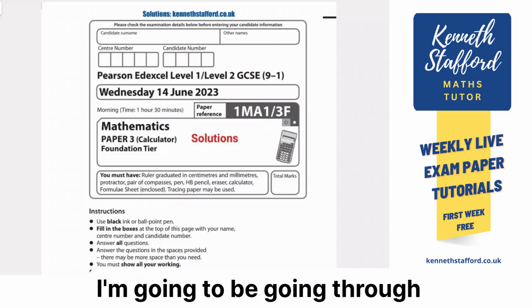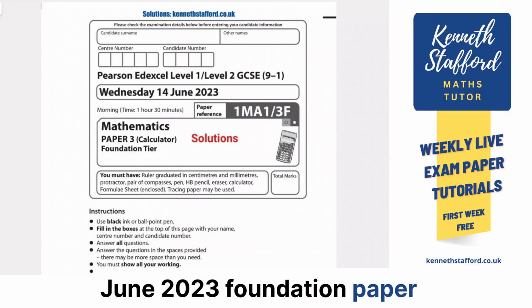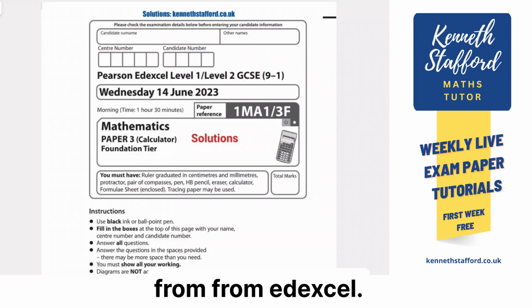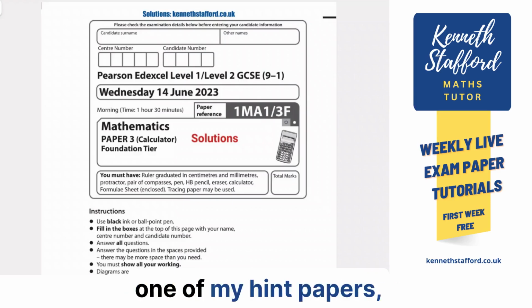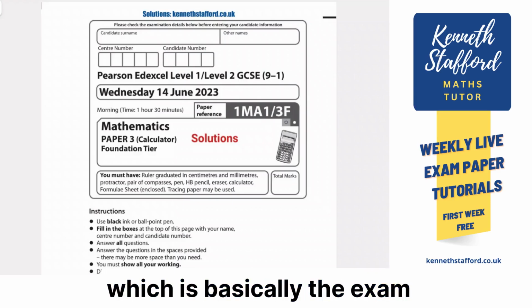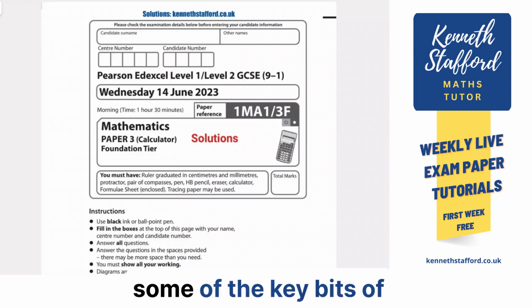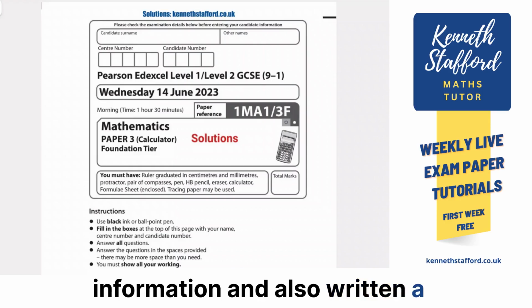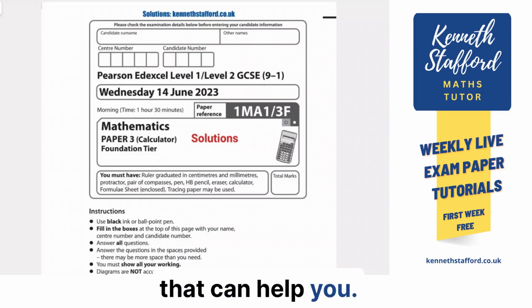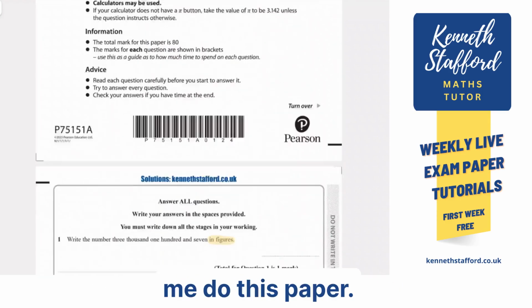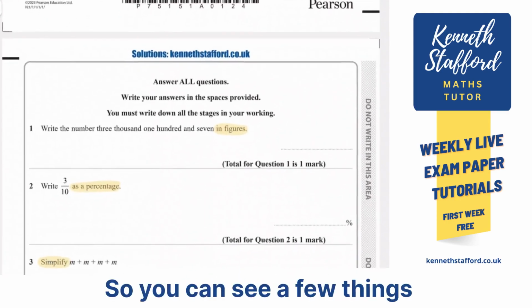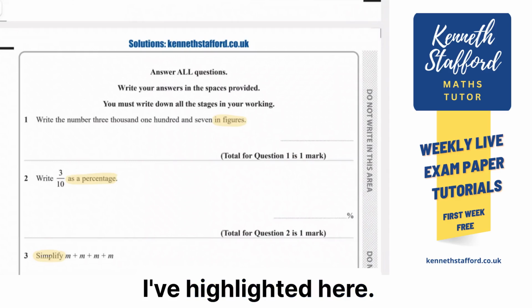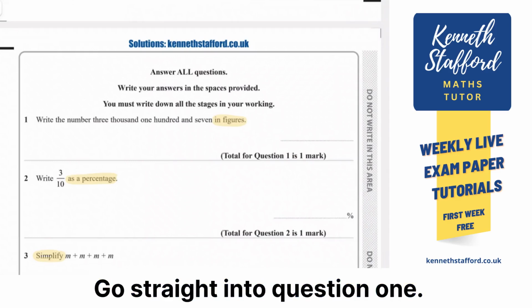I'm going to be going through June 2023 Foundation Paper 3 from Edexcel. I'm going to be working on one of my hint papers, which is basically the exam paper where I've highlighted some of the key bits of information and also written a few things at certain places that can help you. It's also going to help me do this paper. So you can see a few things I've highlighted here. So let's go straight into question 1.